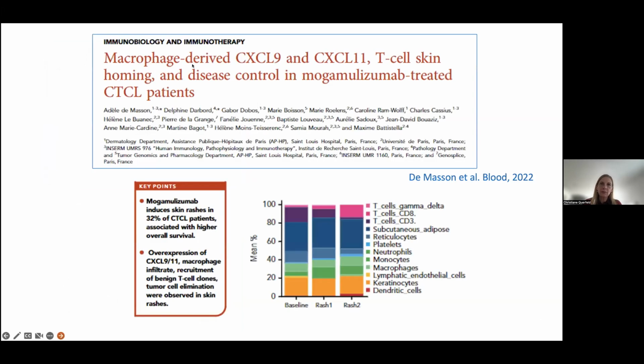More recently, there was a very good paper from the French group in Blood, published in March 2022. They found overexpression of CCL9 and CCL11 on macrophages in patients with skin rashes. You can also see increased numbers of macrophages in rashes compared to baseline. And this may be something that can be treated.